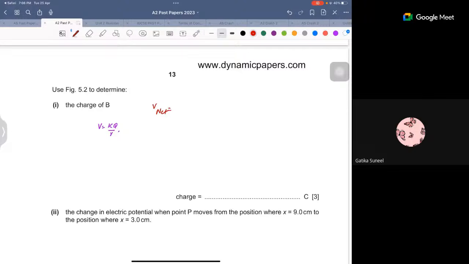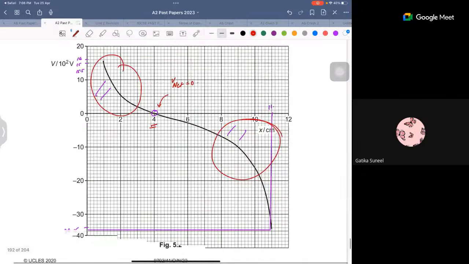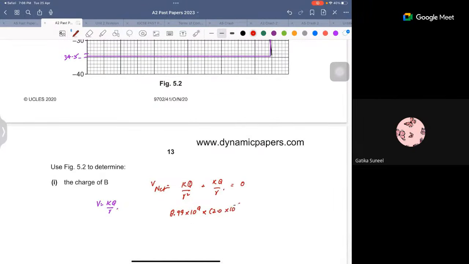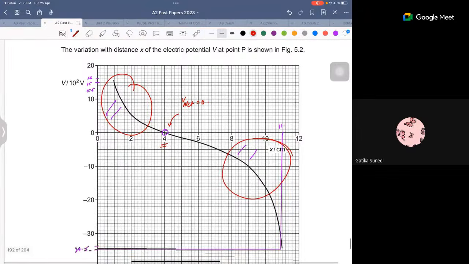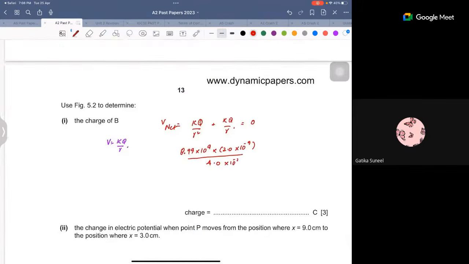That's better. So what you're going to do, you're going to say kq over r squared plus kq over r squared. By the way, potential adds up with its sign considered. So it has to be 0. Then 8.99 times 10 raised to power 9. The charge on the first one was 2.0 times 10 raised to minus 9, divided by the distance, which was 4.0, and I think we should convert this into meters, plus 8.99 times, this has to be taken as negative.